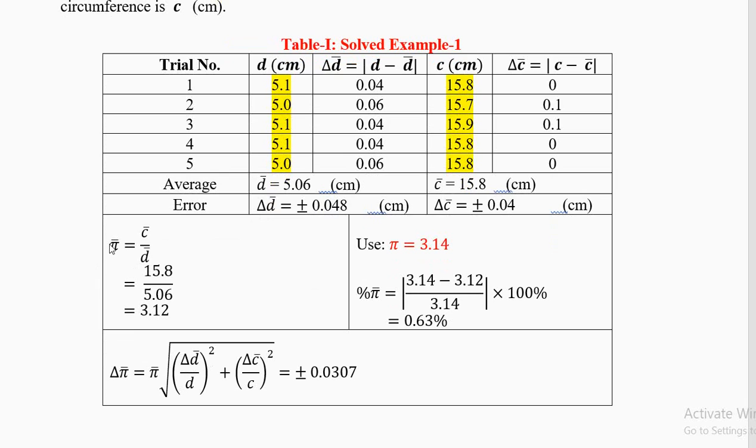Now what's the value of pi? It is circumference divided by the diameter. Average circumference by average diameter will give you the average value of pi. That's why we have put a bar. 15.8 divided by 5.06 is 3.12.